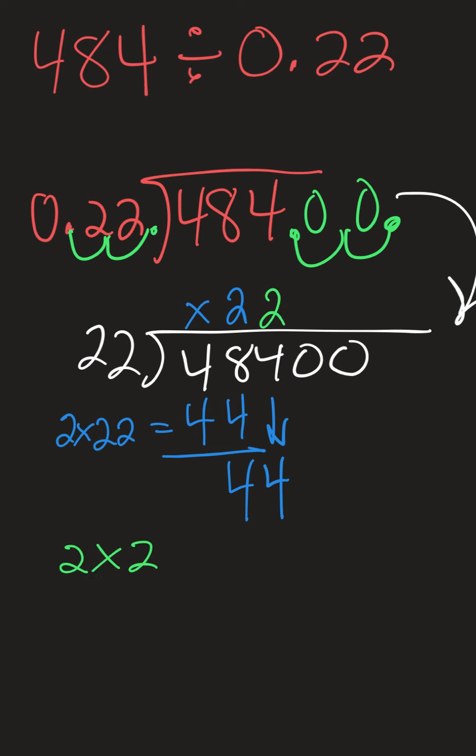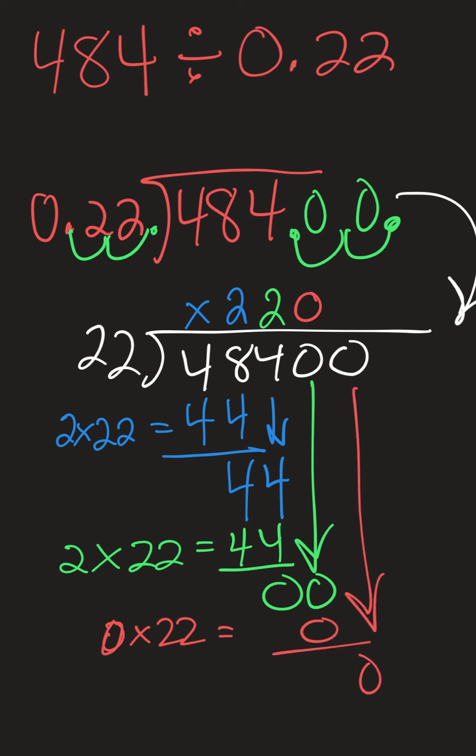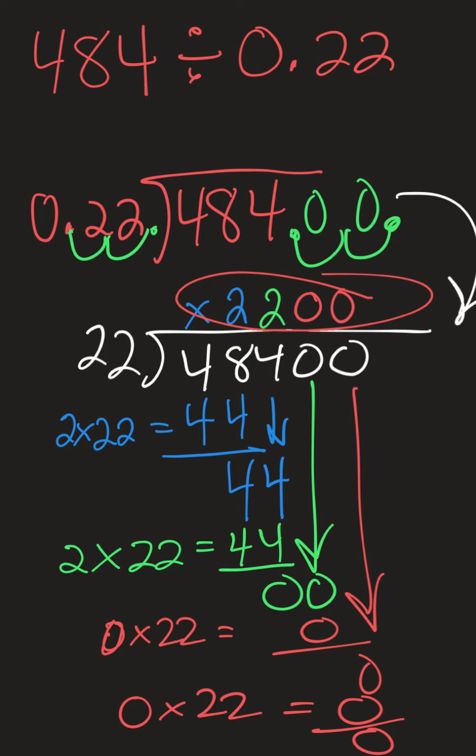2 times 22 is equal to 44. And I get 0, but I have to keep going so that I can make sure I clear everything out of here. 0 times 22 is 0. And of course, my last 0 as well. Got to make sure I place that. 0 times 22 equals 0. And that is my final answer, 2,200.